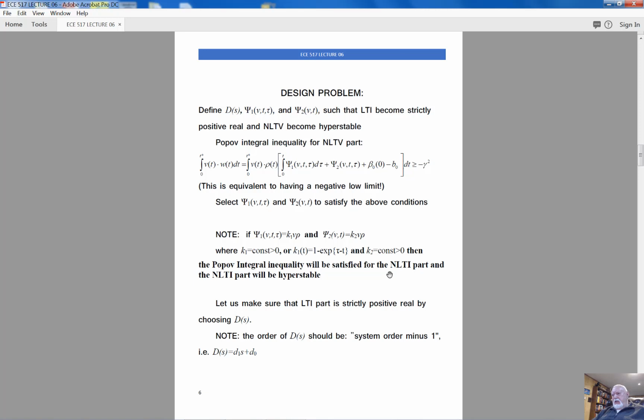Yeah, there are typos here which I have to work on. In the hard copy, as I said, there will be no typos.